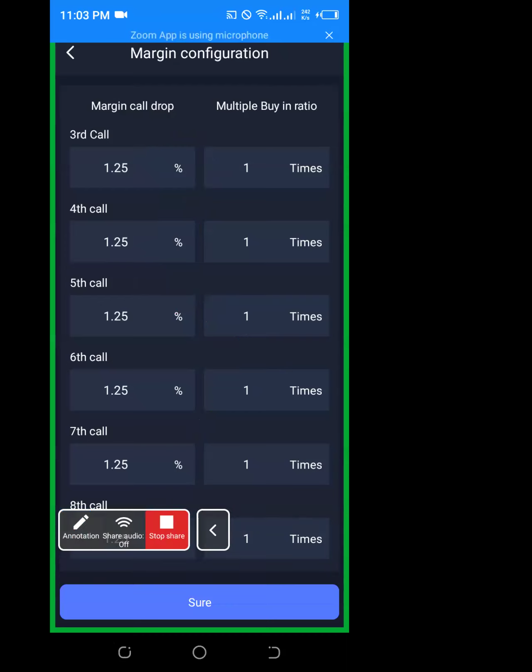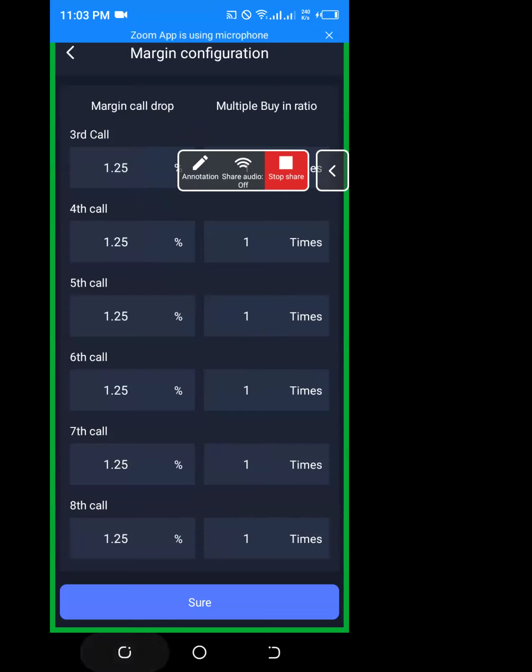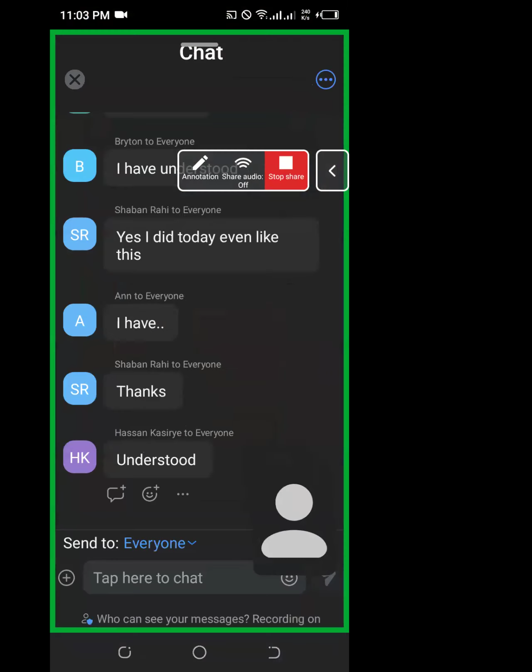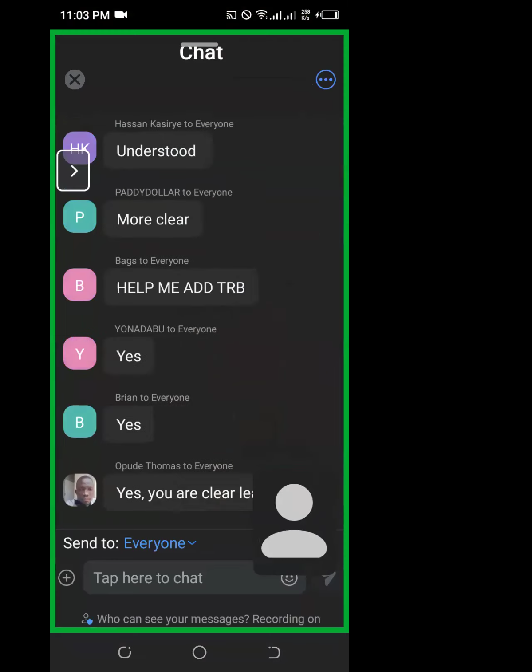Okay, people, have we understood the margin configuration? New members, have we understood the margin configuration?